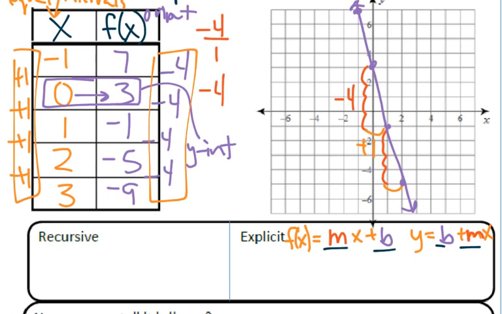So where do we see it in our equation? Well, in the explicit, we see our starting number, our y-intercept, right here, and then we see our slope with the x right there. That's where we see the slope.